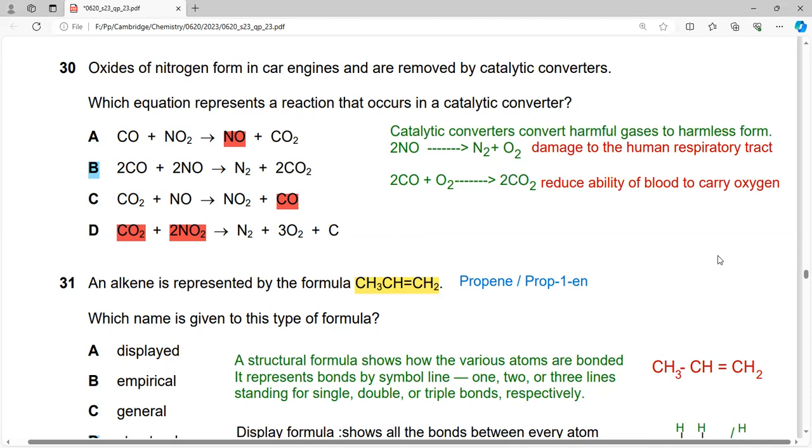That's a harmless gas. Now here, option A is wrong because on the product side, it is nitrogen oxide. This is a harmful gas. And B is a correct option, where the carbon monoxide is harmful and the nitrogen oxide is a harmful gas. So that's converting into nitrogen and carbon dioxide. These are harmless gases. So B is our correct option. C is wrong because on the product side, there's a harmful gas, carbon monoxide, and D is wrong because on the reactant side, both gases are harmless. So that's why B is our correct option here.